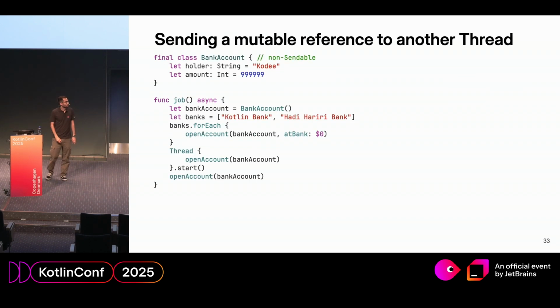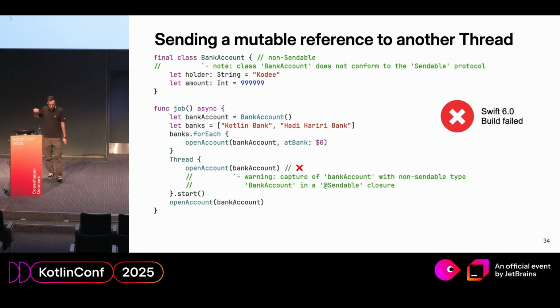Just another example of trying to break Swift. What happens if we try to share a reference to a mutable object with another thread? Here we have a bank account variable, and it's captured by two lambdas: the forEach lambda and the lambda that we pass to the constructor of the Thread class. Obviously the first one is OK, because the lambda is called in place. But the second one is not, because it's executed in parallel. And Swift correctly identifies that. It only highlights the second usage of the variable.